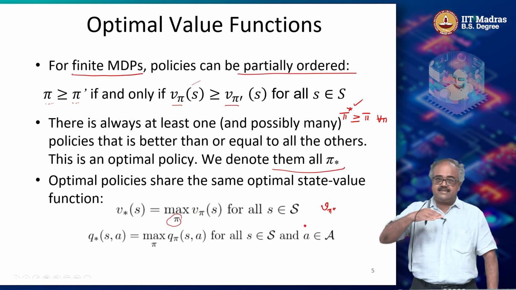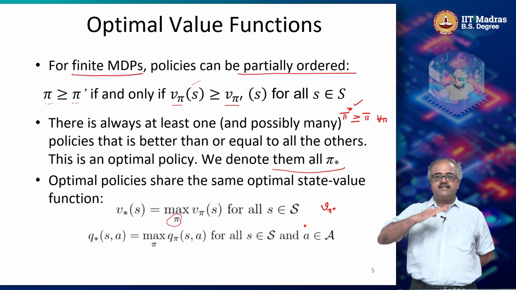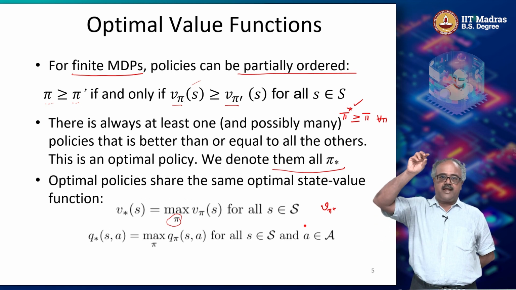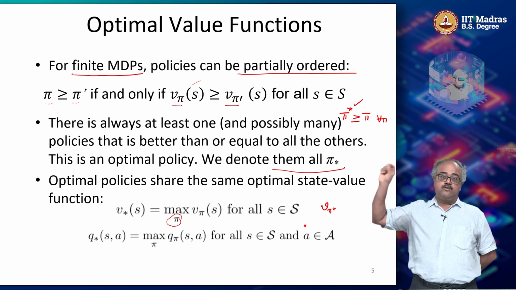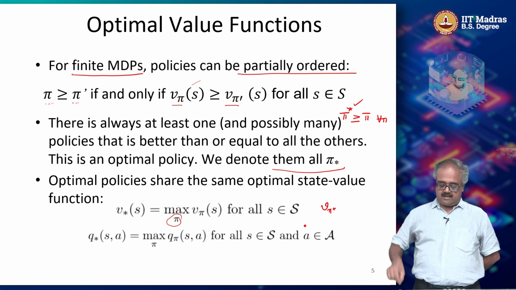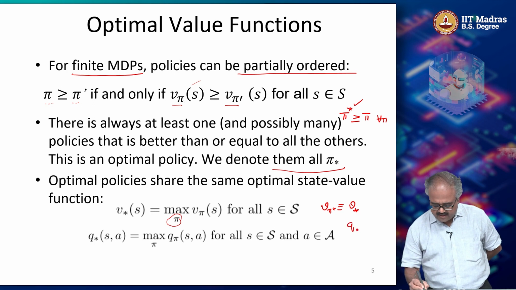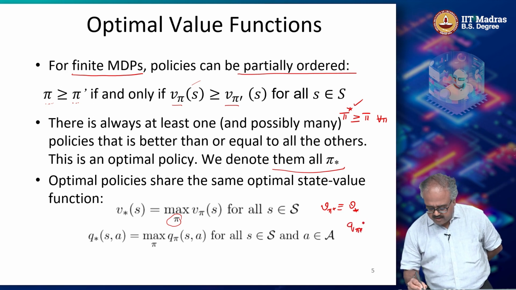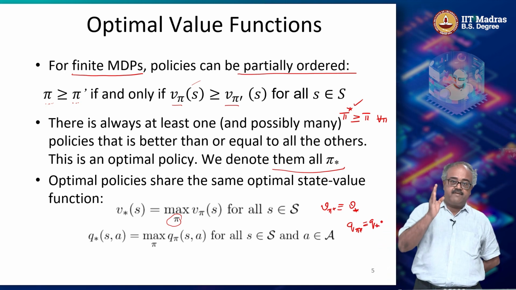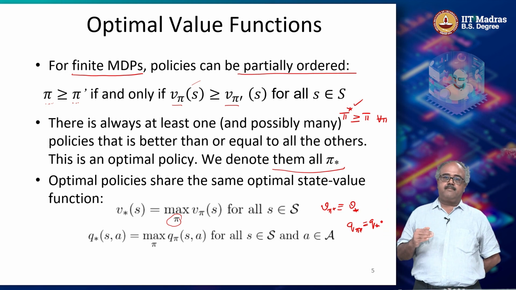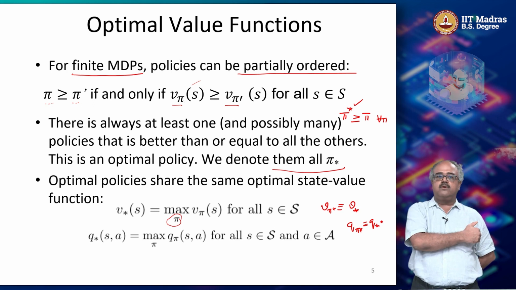For each state s, I am going to look at all possible policies and take whichever policy has the highest value in that state, and assign that value to v pi star. So, v pi star is what we denote as v star, remember that. Similarly, q pi star is what we denote as q star. So, for every state s, we look at all policies pi, take whichever is the maximum, and assign that value to v star.